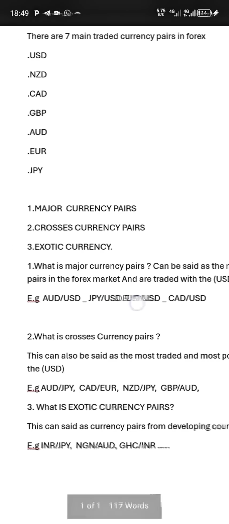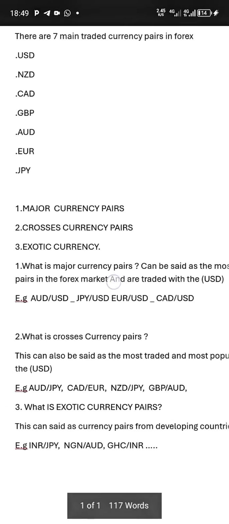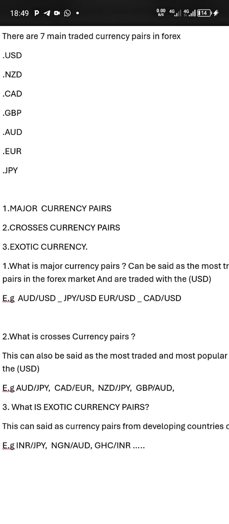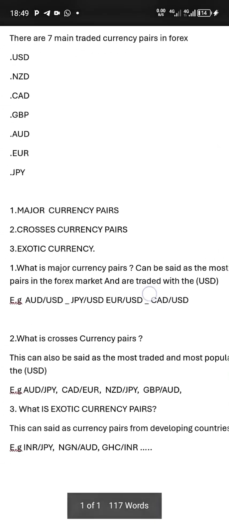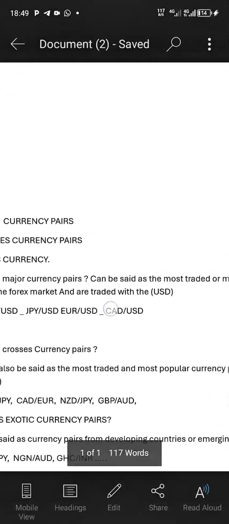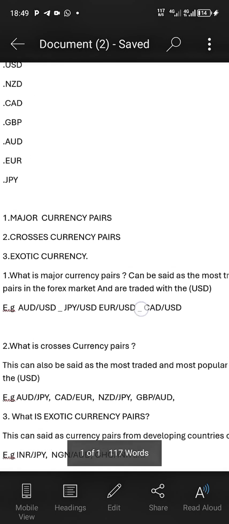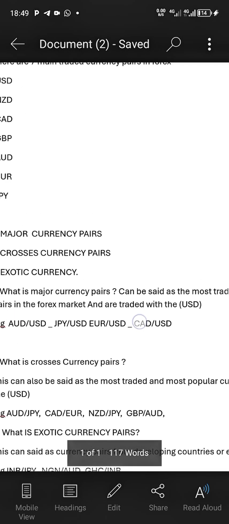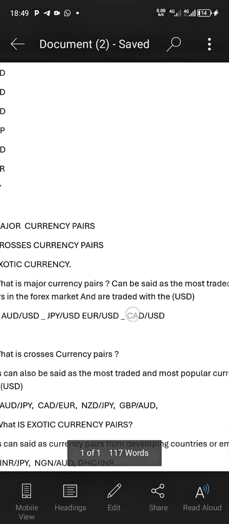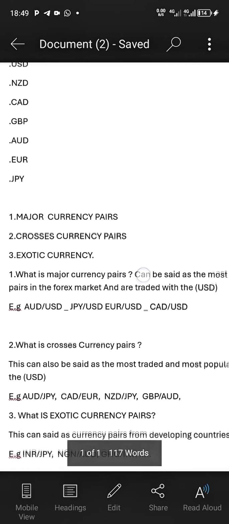So what this is trying to say is that any currency pair in the major currency pairs is always linked with the United States dollar, whether the United States dollar is on the base side of the currency pair or on the quote side. As long as the United States dollar is there, that means it's a major currency pair traded in the forex market.